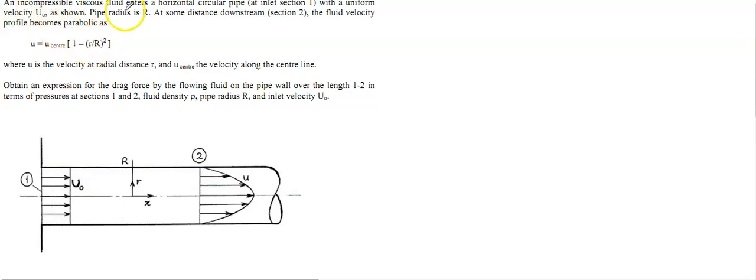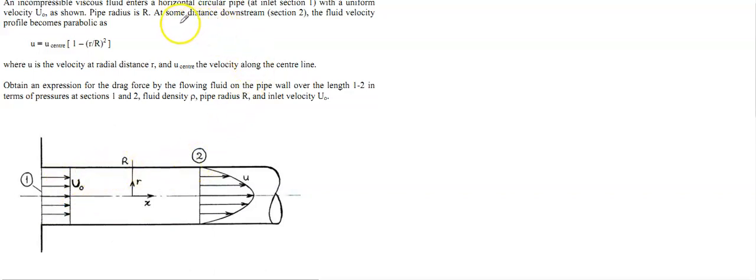An incompressible viscous fluid enters a horizontal circular pipe at the inlet section 1. So this is our inlet section with uniform velocity. Initially the velocity was uniform. You can see these arrows, the length is the same for all of these arrows. So this arrow is telling you the magnitude and the direction as well. So it is uniform velocity u0.